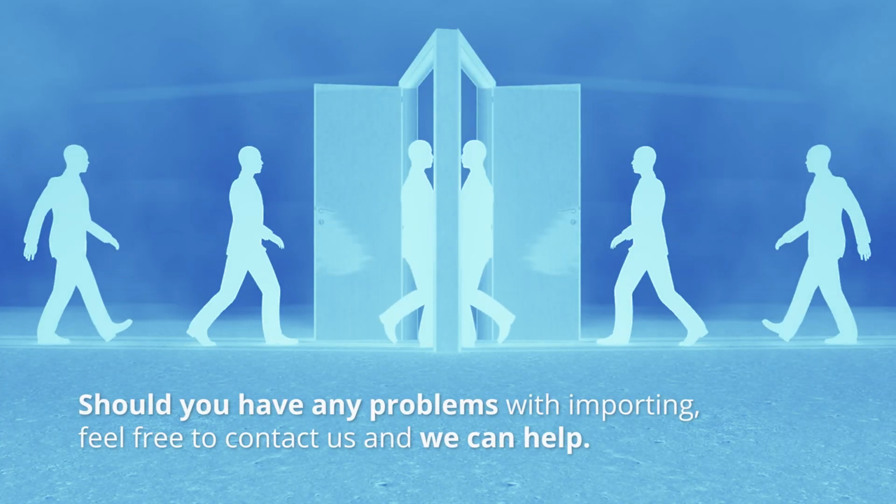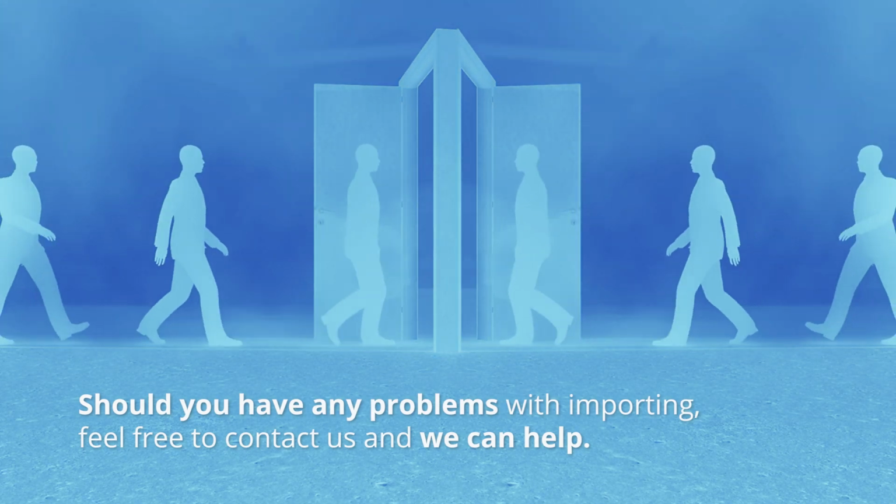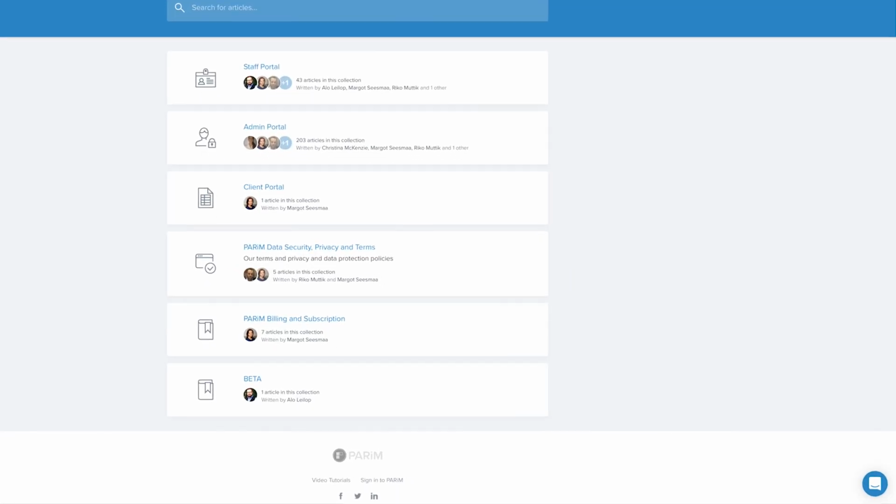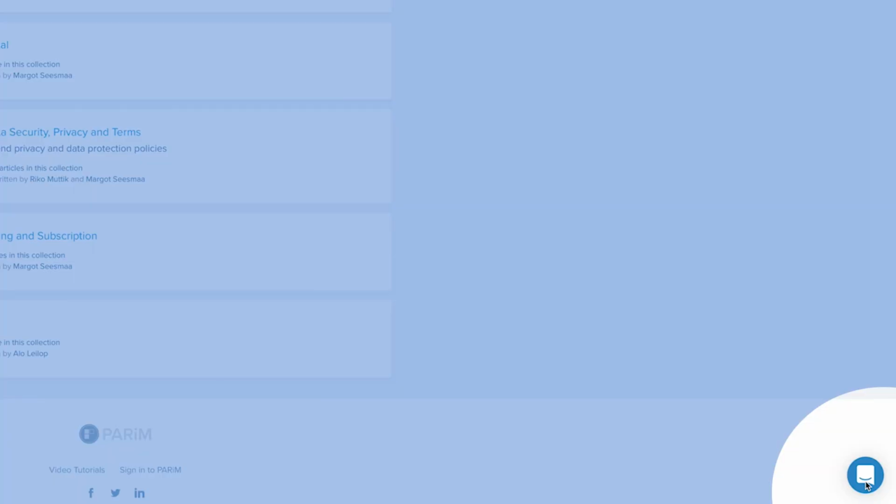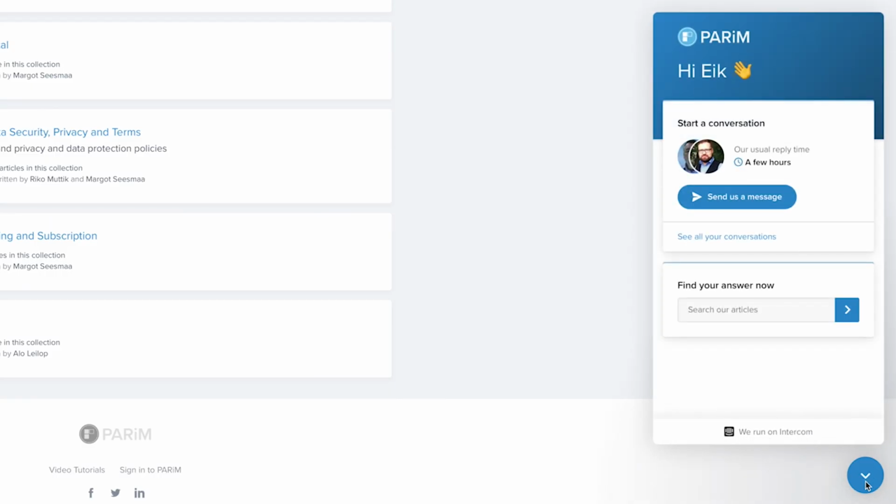Support contacts. Should you have any problems with importing, feel free to contact us and we can help. Go to the support.parim.co page. On the right bottom corner, you will find a support bubble where you can start a conversation or write directly to support@parim.co.